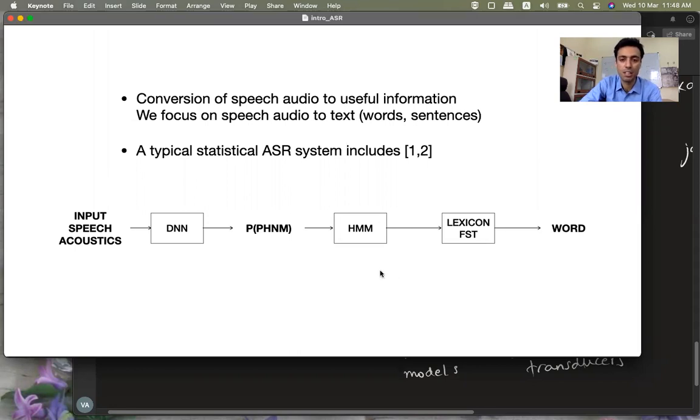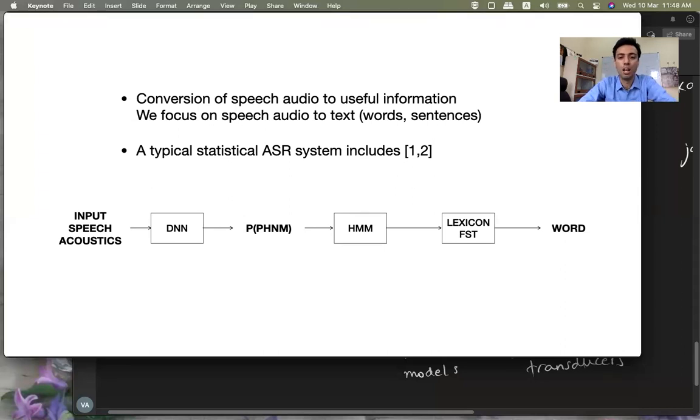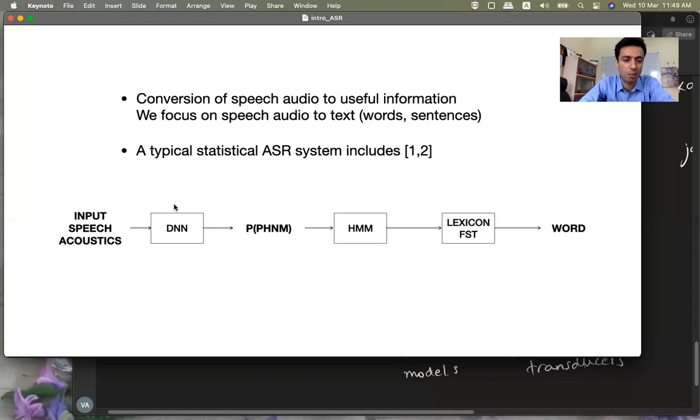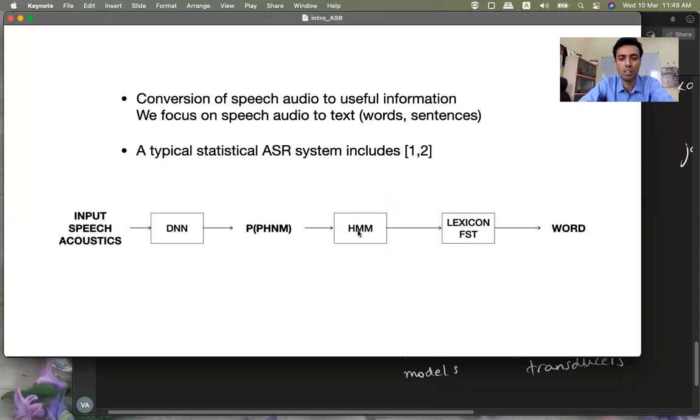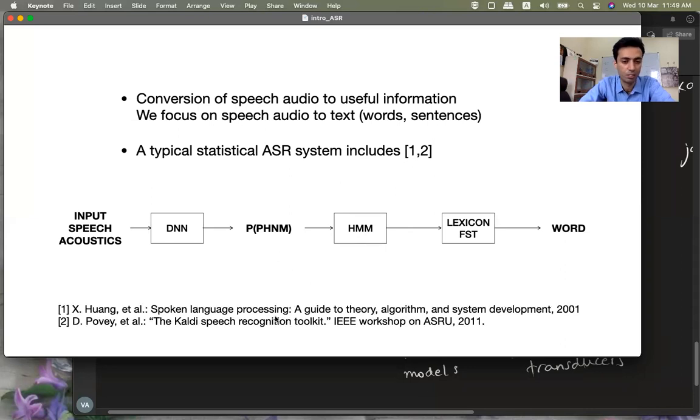This combination of HMMs and FSTs has been used for many decades now, and it is quite successful. Earlier, people used Gaussian mixture models here, but now they are using DNNs because they are more powerful, simply for that reason. And now the next phase of research is going on, how to replace these HMMs with, again, DNNs. We'll discuss that towards the end of this course. Okay, these are some references which discuss these typical statistical ASR systems.